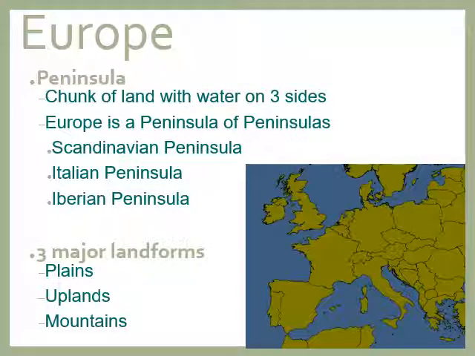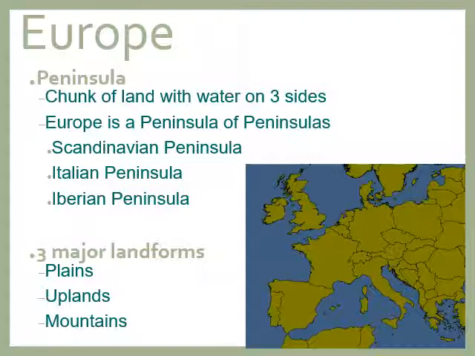In order to understand the geography of Europe, you really have to understand what a peninsula is. And so that's a word we're going to introduce right now. A peninsula is a chunk of land kind of jutting off a larger piece of land that has water on three sides. So we know an island has water on all four sides, but a peninsula is only connected to land on one side. It has water on three different sides.